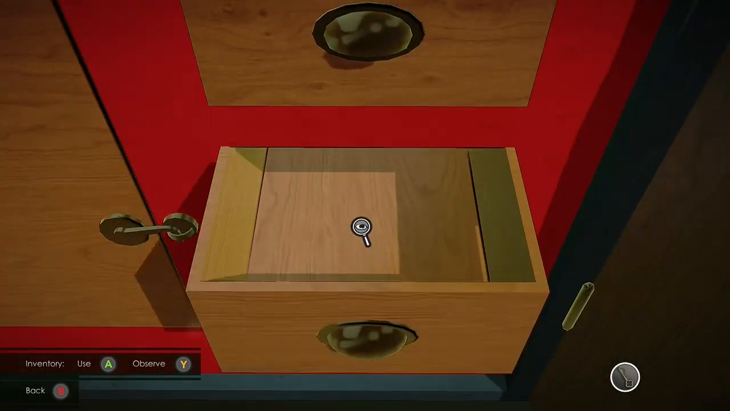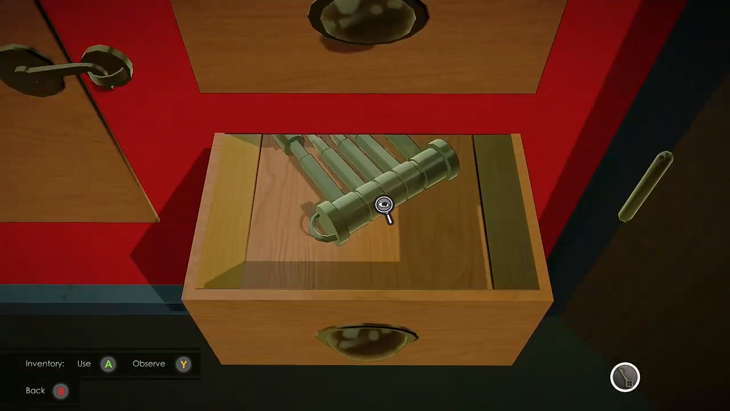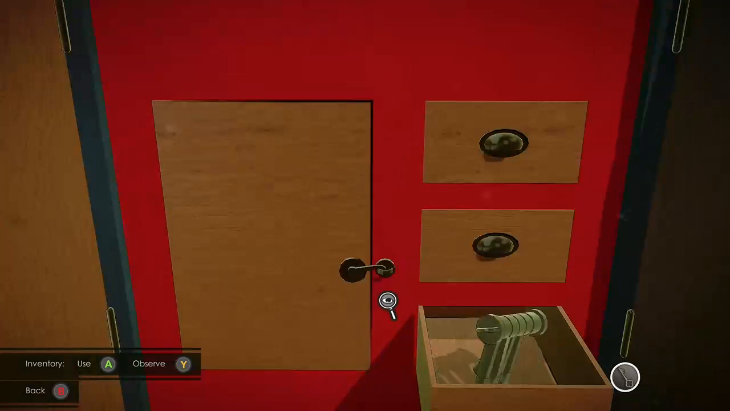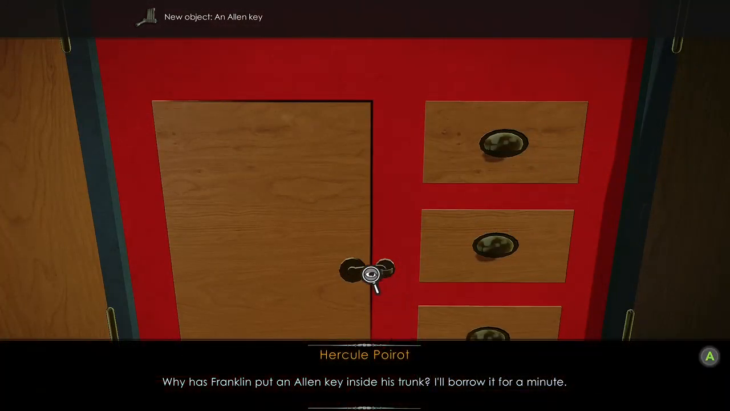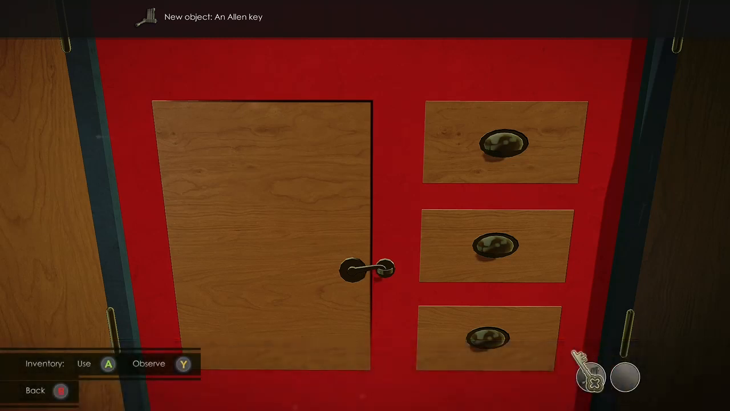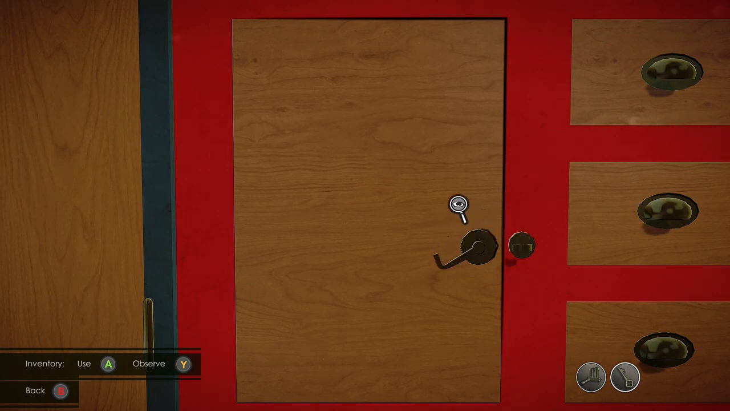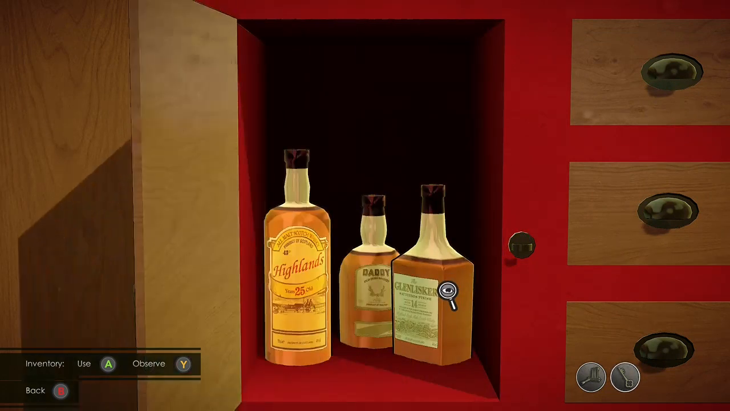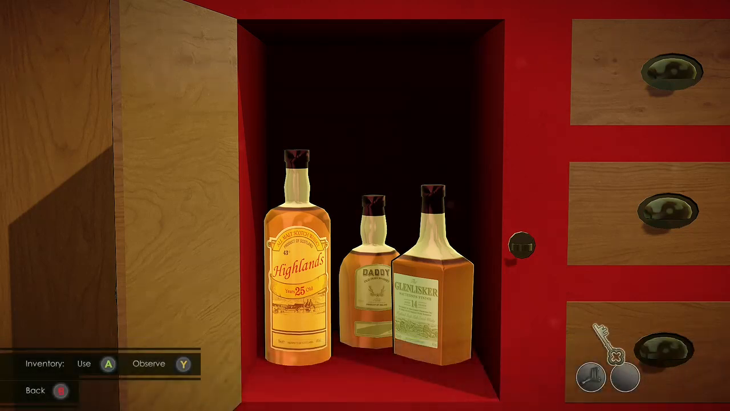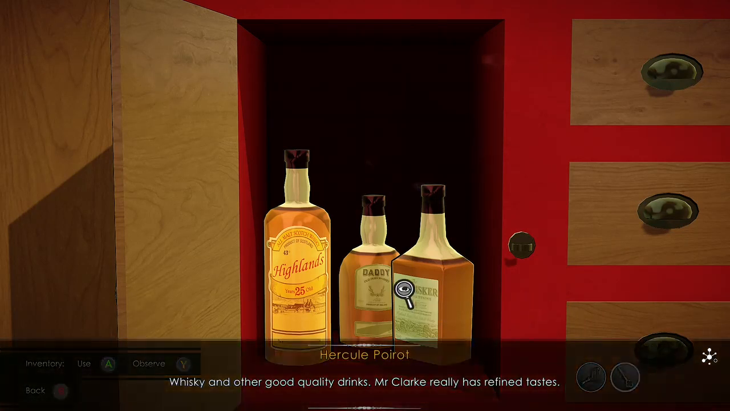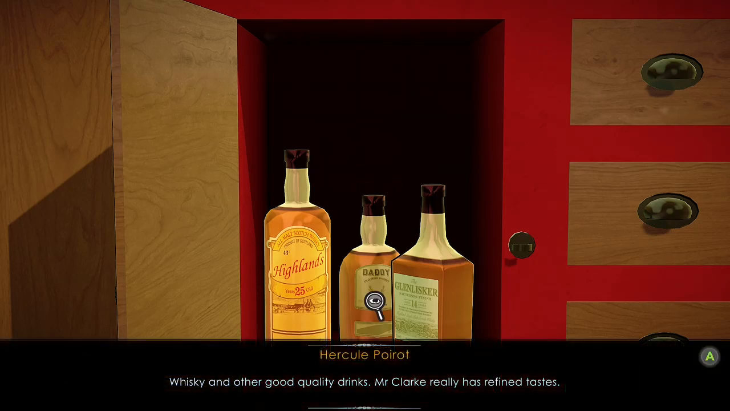Right, this one. Bugger up. Ooh. Why has Franklin put an Allen key set inside? Weird Allen key set. Whiskey and other good quality drinks.